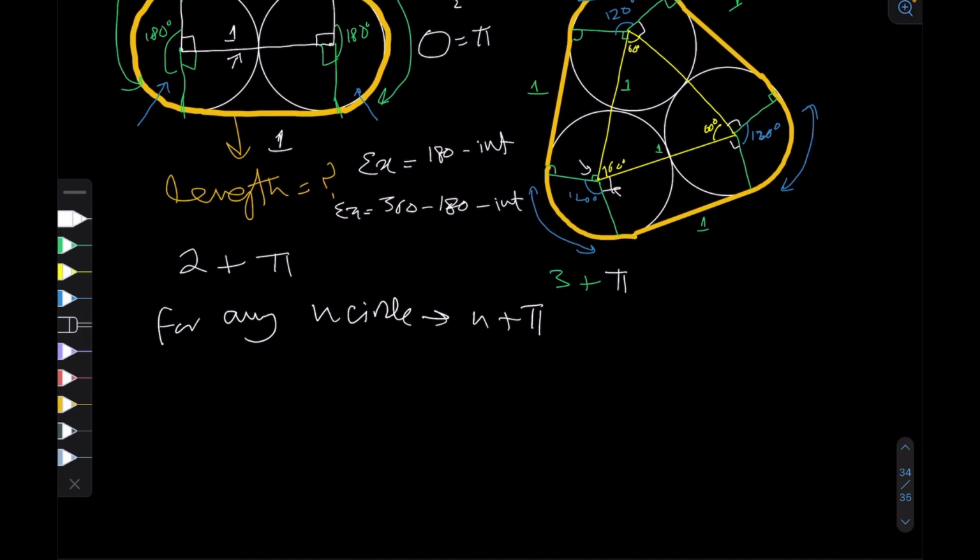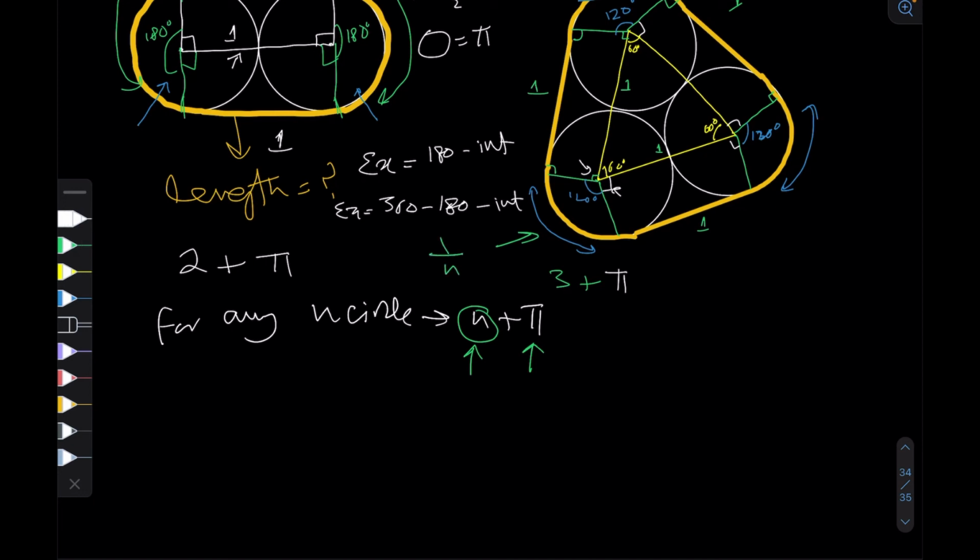If we try to prove this, the n part is pretty easy to see. If you have any n points, then you can make n rectangles, and each length we have taken to be 1, so it will be 1 plus 1 plus 1, n times. So that's where the n comes from. Now in order to prove the pi part, we would have to prove that for any n circles, the portion of the curved surface area is 1 over nth of the circle.